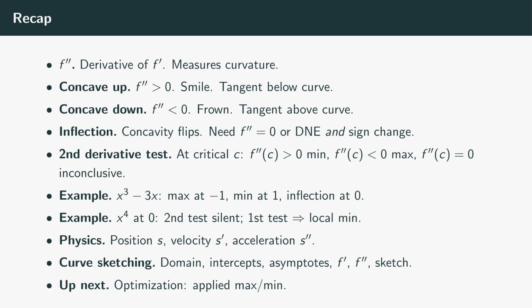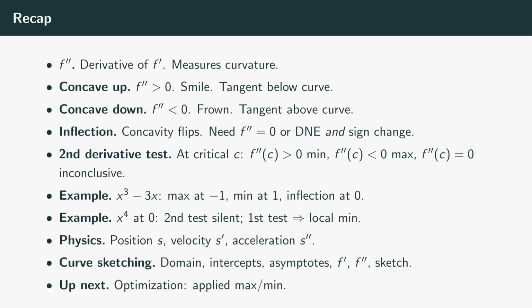Physically, the second derivative is acceleration: s is position, s' is velocity, s'' is acceleration, and Newton's second law bridges back to mass and force. We sketched the full curve, the sketching pipeline: domain, intercepts, asymptotes, f' and its critical points, f'' and its inflection points, then plot. Direction comes from f', bending comes from f'', the two are independent.